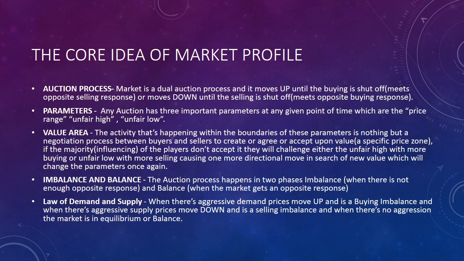A price which is rejected on the upside is an unfair high, and a price which is rejected at the lower levels is an unfair low, right? So the next point that we have in the market profile is the value area. Just as the unfair high and unfair low are rejected areas, the value area is an accepted area. The difference is that the unfair high and unfair low are single price points, but the value area is a specific price zone. It's not a single price, but a zone of prices where a lot of acceptance has been there. That is the value area.